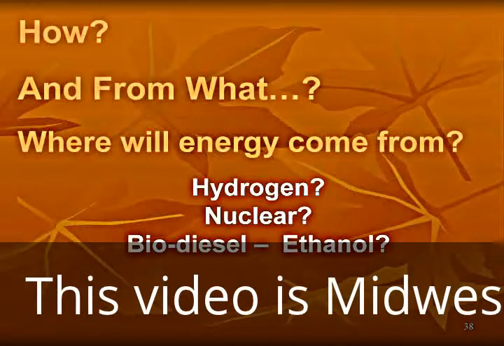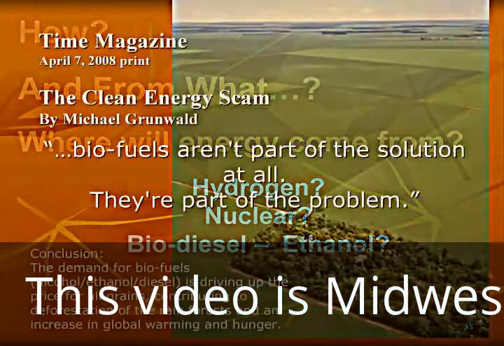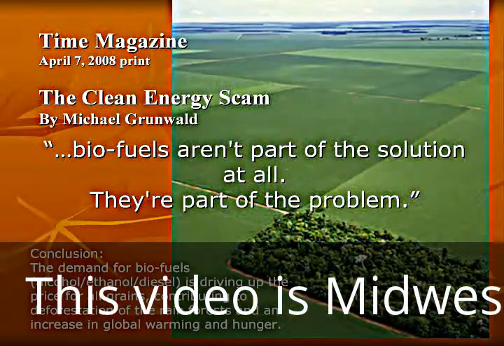So if you think you're going to grow corn, as a matter of fact, look at this next quote. Time Magazine, this is just last year. Look at slide 39, April of last year, The Clean Energy Scam by Michael Grunwald. He said, biofuels aren't part of the solution at all. They're part of the problem. The conclusion is that the demand for biofuels, which is alcohol, ethanol, and diesel, is driving up the price for all grains, contributing to deforestation of the rainforest and an increase in global warming and hunger.